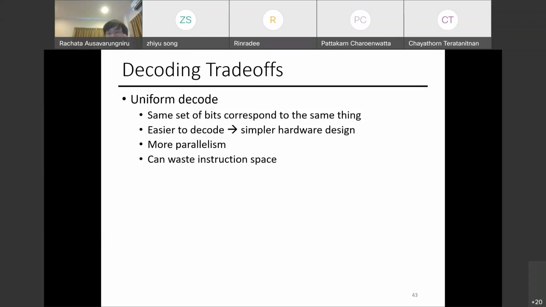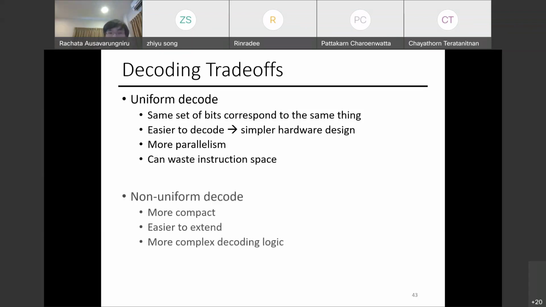But then again, it's a waste of space. You have a lot of don't cares. Non-uniform decode, like Intel x86, is more compact and it's easier to extend. But again, your hardware can be more complex.